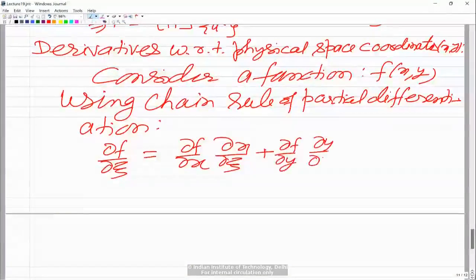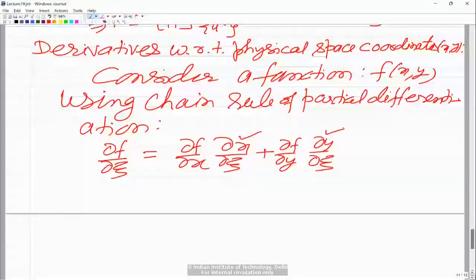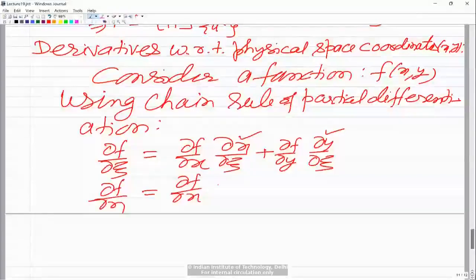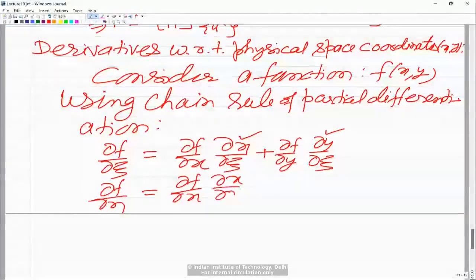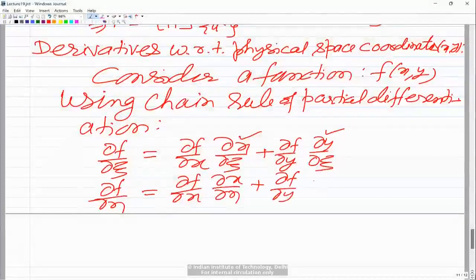Why are we writing in this manner? Because x and y also we have expressed in terms of xi and eta. So we can easily get this and this because we have x and y in terms of xi and eta. We can differentiate those expressions and get del x by del xi and del y by del xi. Similarly, del f by del eta would be del f by del x, because f is an explicit function of x, into del x by del eta, and then f is also a function of y and y is a function of eta, so del f by del y into del y by del eta.